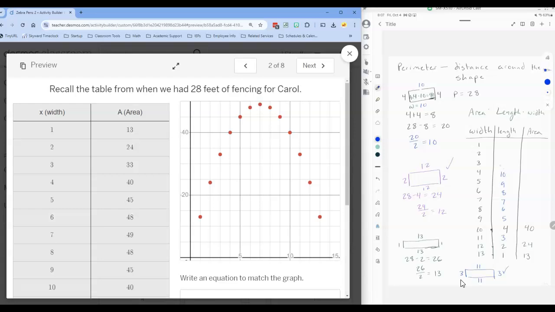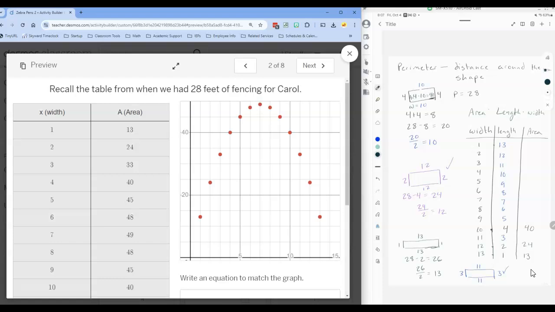And you might notice an interesting pattern here. From the width, we're counting up from 1 to 13, and for the length, we're counting down from 13 to 1. So we don't actually have to write out all of these different rectangles. We can just follow that pattern and then figure out the areas by multiplying straight across.